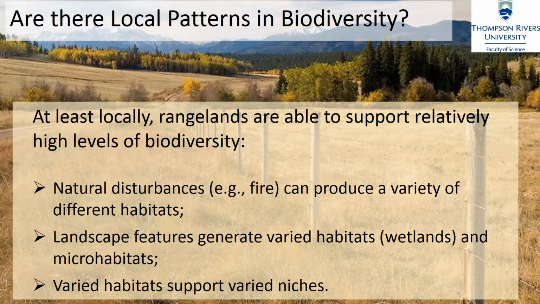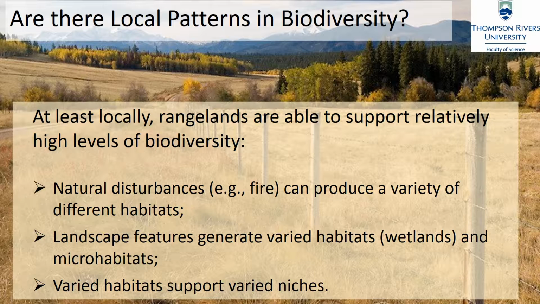So at least locally, the rangelands that we have around us in the central part of British Columbia are able to support a relatively high level of diversity, in part because of the productivity of the grasses in those rangelands. They act as very effective sinks for the carbon dioxide in the atmosphere, and they can tie up carbon dioxide in the productivity of their bodies.